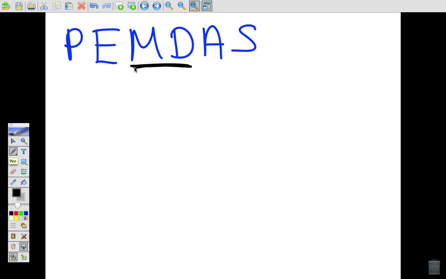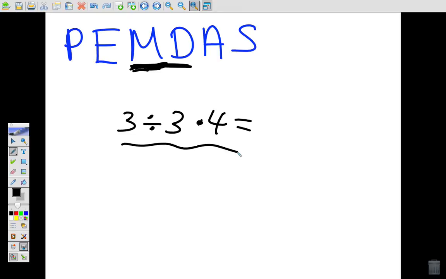Now, one last thing I want to emphasize about PEMDAS is that when you have both multiplication and division going on, you just do those in the order that they arrive. Say you had 3 divided by 3 times 4. The M coming before the D doesn't mean you necessarily do that first. You do all the multiplication and division in order. So 3 divided by 3 is 1, and then 1 times 4, and the answer to this one is 4.